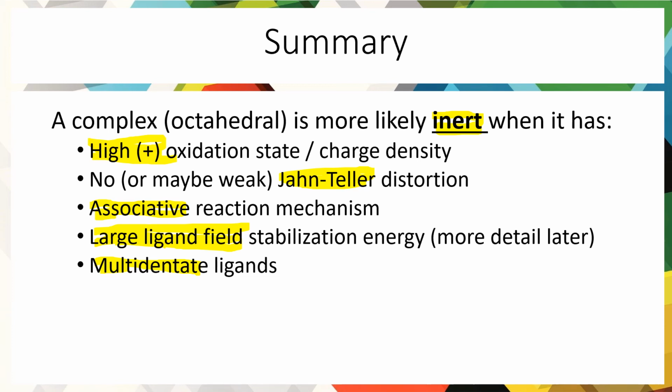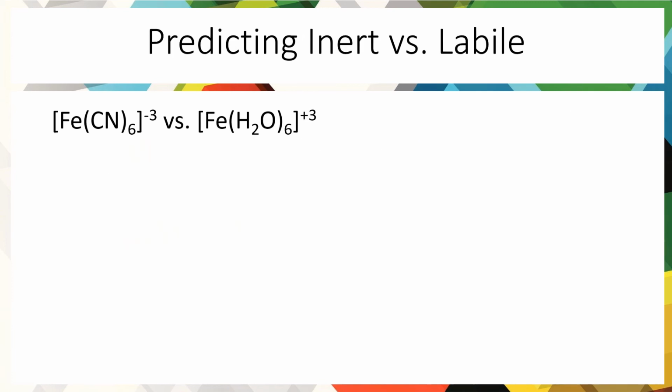So you can use these factors to try to predict which complex will be more or less inert than another, or more or less labile. So that's what we'll do. Let's work through a few examples of trying to guess which complex is more inert or more labile. We're just going to label I and L for inert or labile, and it's always relative to another complex.